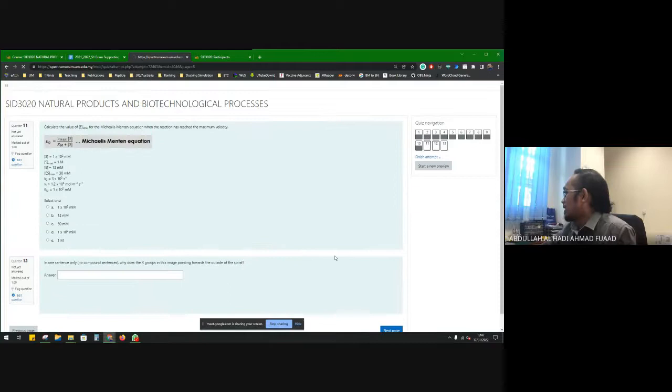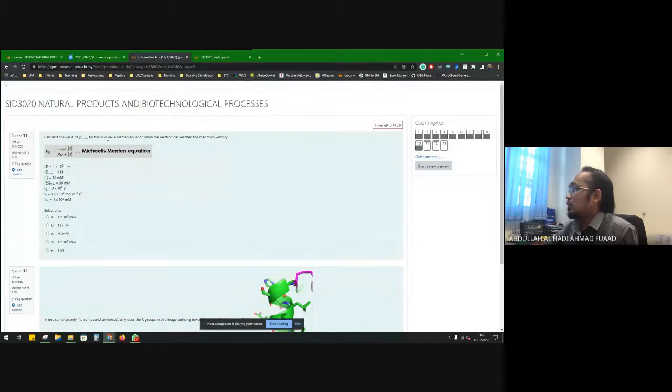Next one, calculate the E total for the Michaelis-Menten equation in the reaction given it has reached a maximum velocity. So again, if you recall the MM graph, it goes initially very steep and then goes to a plateau. Okay, and then you need to remember the conditions, what is Vmax, what is half of Vmax, what are the units for the axes and whatnot. If you remember all of those things, then it will be very easy to answer this. Otherwise, you need to draw a curve, a graph.